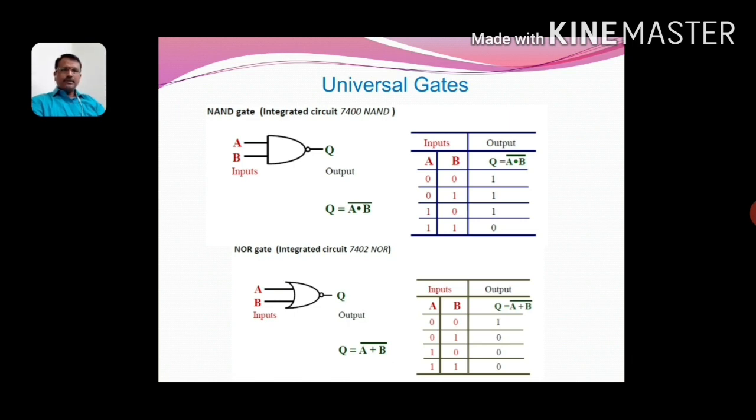Second universal gate is a NOR gate. NOR gate is constructed by using OR plus NOT. So the output of NOR gate is complement of OR gate. Q is equal to complement of A plus B, and we can define NOR gate as the logic gate whose output is high when all the inputs are low, otherwise output is low. So these two are the universal gates, NAND and NOR.